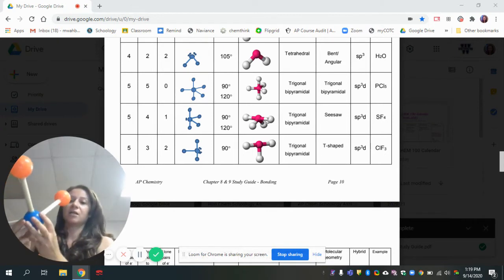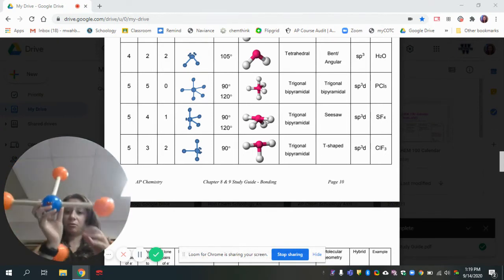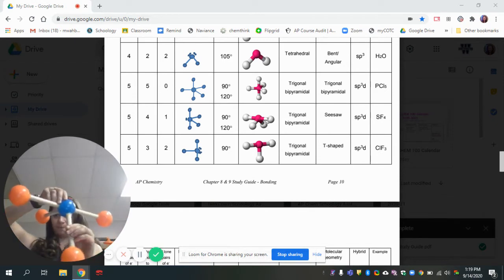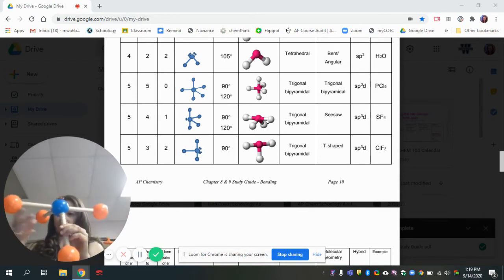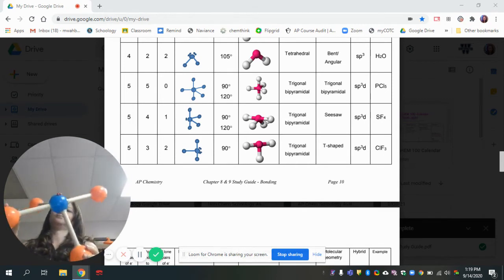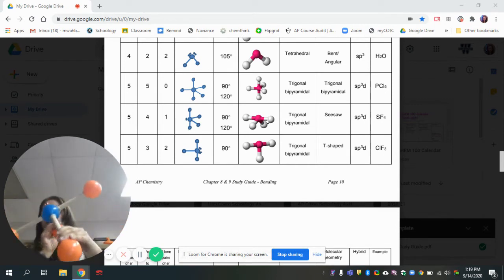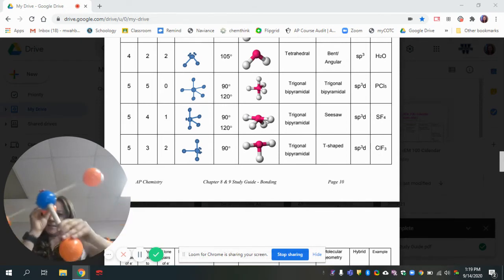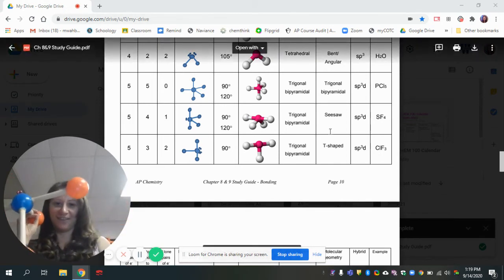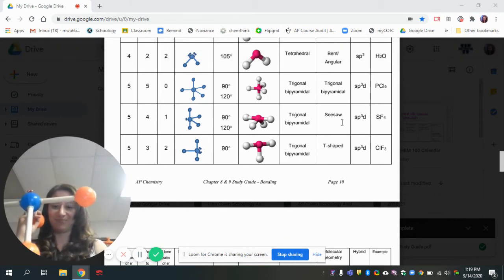But if you look at the shape of the molecule, does this remind you of anything? Looks like a seesaw, right? Maybe like this. Does that look like a seesaw? So that's the name of it. It's not very scientific, but it is called a seesaw here.